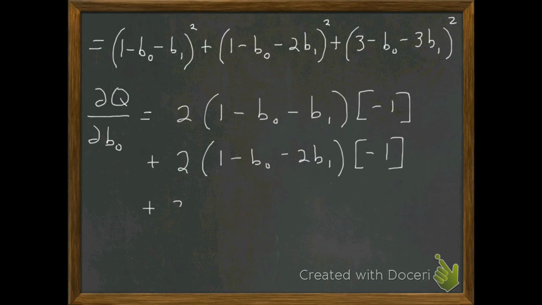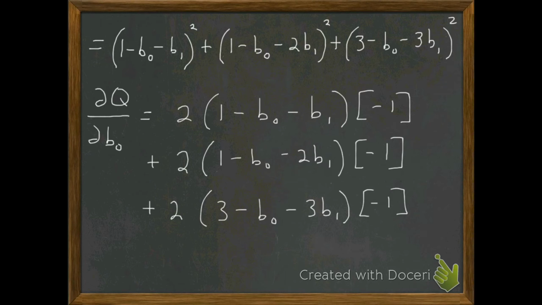And our third term, we have 2 times 3 minus b0 minus 3b1, times negative 1. Make sure I didn't do anything silly here. All right, 2, negative b1, negative 3b1. Okay.